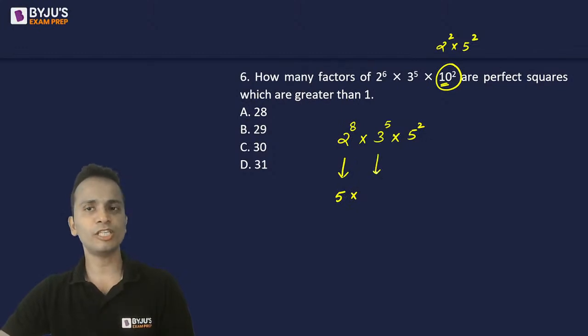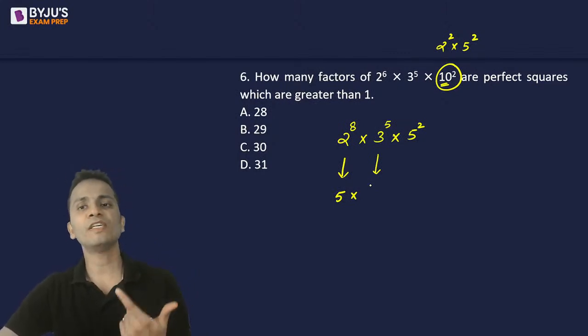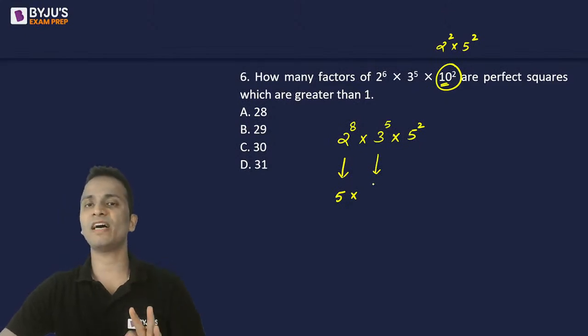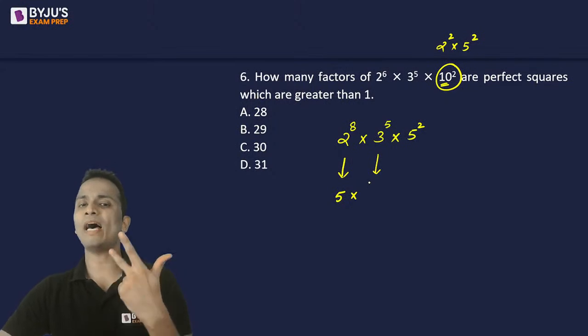Similarly, powers of 3 which are even. Why am I looking at even powers? Because the factor should be a perfect square. A perfect square will always have even powers of prime factors. So the powers of 3 that will be considered will be 0, 2, and 4.